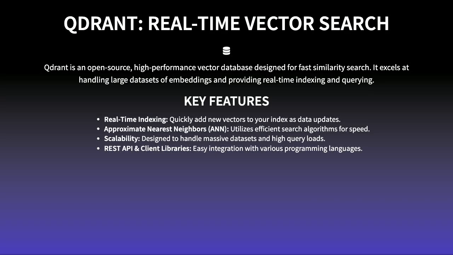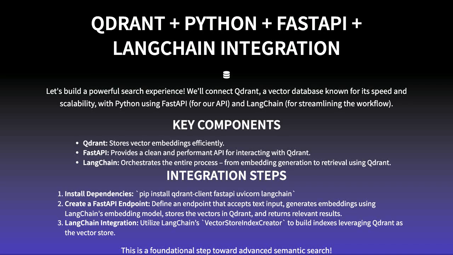Let's dive into Qdrant, a really cool vector database. Think of it as a super fast way to find similar things like images, text, or anything you can represent as a numerical vector. What makes Qdrant stand out is its real-time indexing. That means when new data comes in, the system updates almost instantly, so your searches always have the latest information. It uses clever algorithms to quickly narrow down the possibilities and give you what you're looking for, even with huge amounts of data.